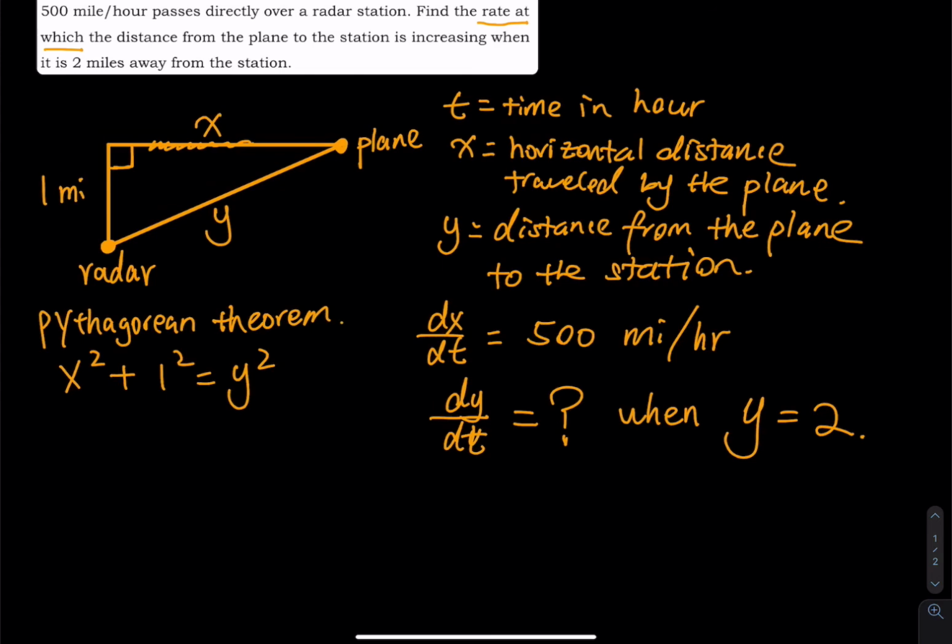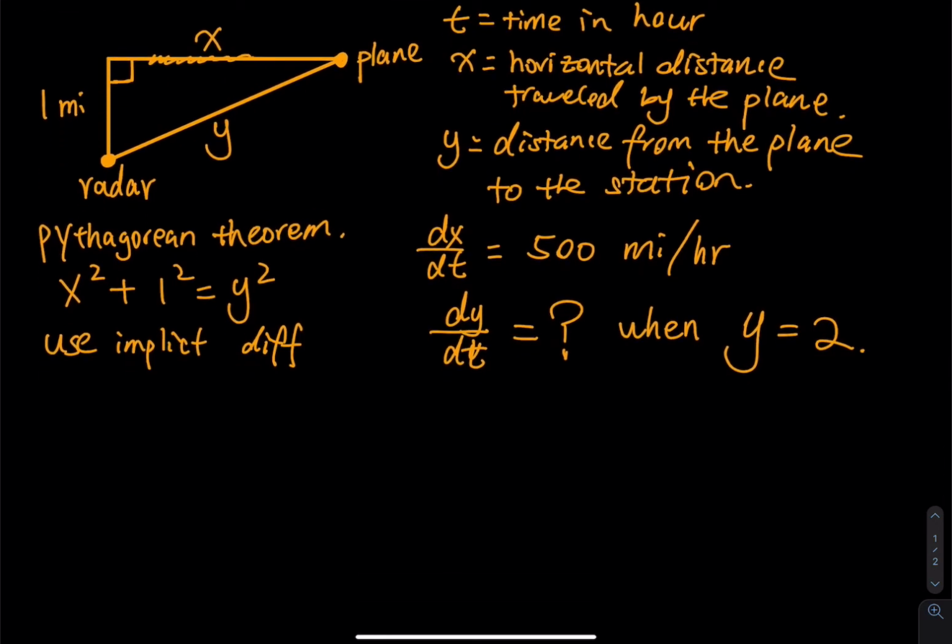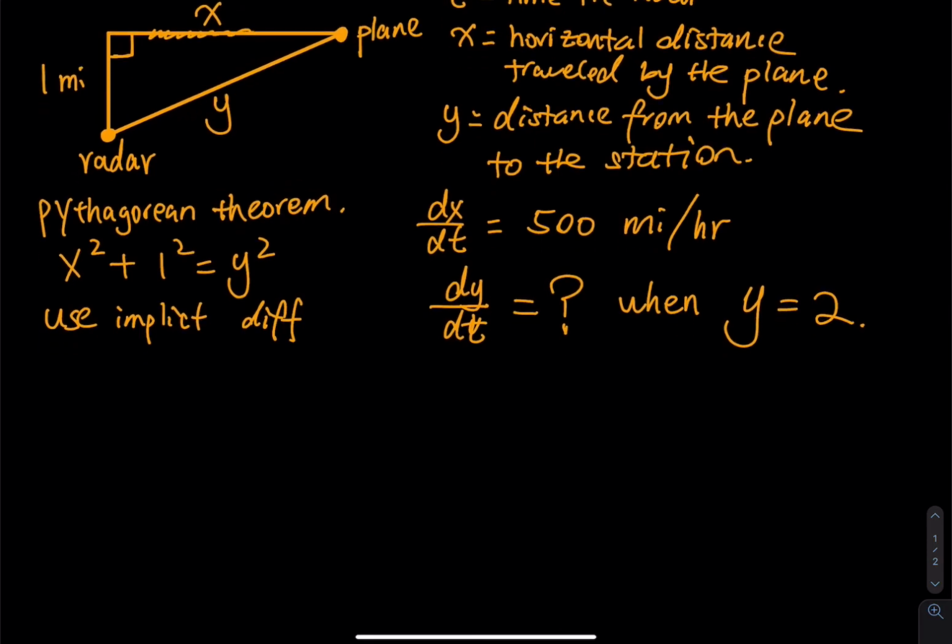And then how do we find dy/dt, the rate of change of y with respect to time? We have to use implicit differentiation to differentiate the equation we have right here. So we are taking the derivative of x with respect to t, so we have dx/dt. The derivative of x squared is 2x. What is the variable? The variable is time, so we have to do dx/dt. And then the derivative of 1 is equal to 0.